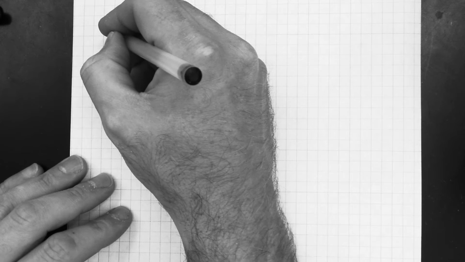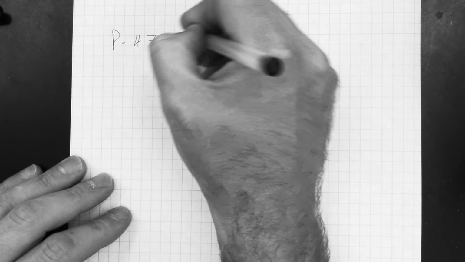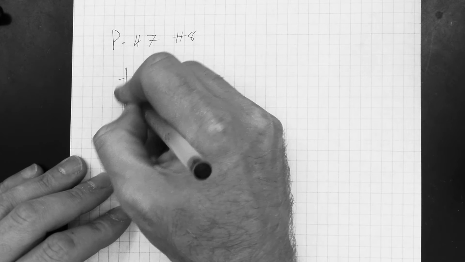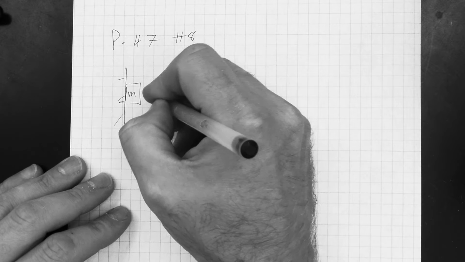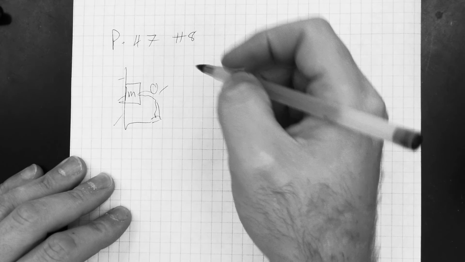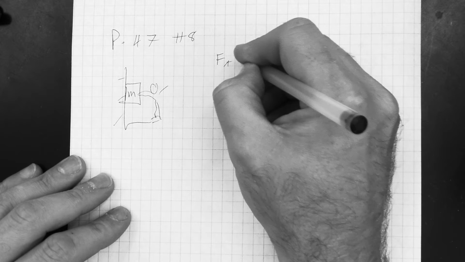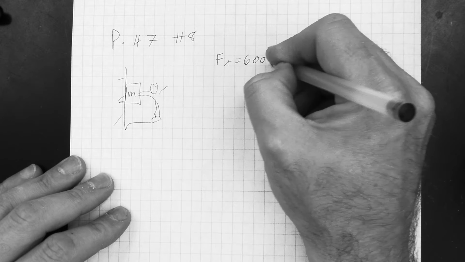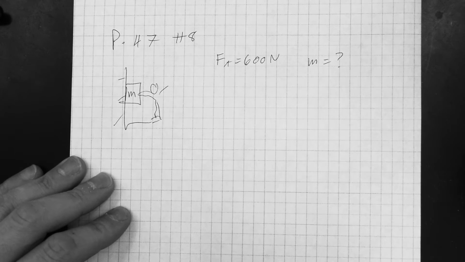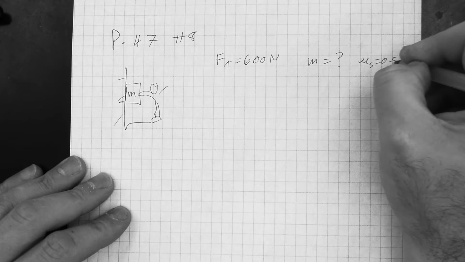This is page 47, problem number 8. So we have Arnold holding a mass up against a wall, somehow, a person like that. And we have an applied force equal to 600 newtons. We have a mass equals something we don't know. We know that the mu static is 0.80.